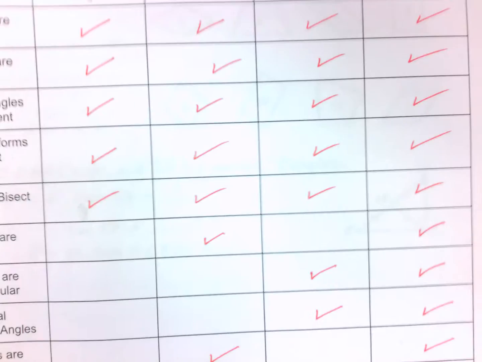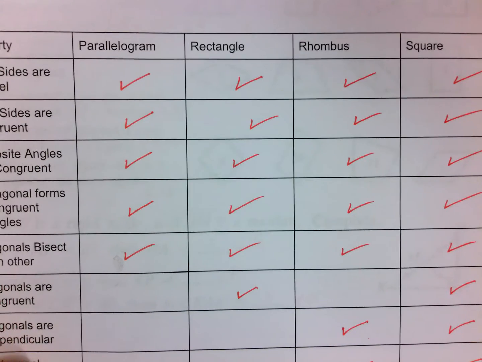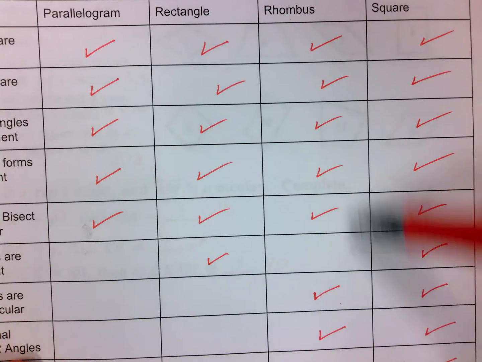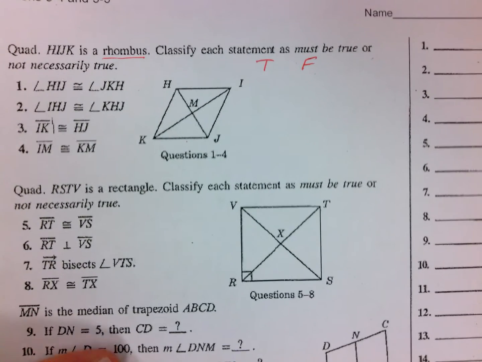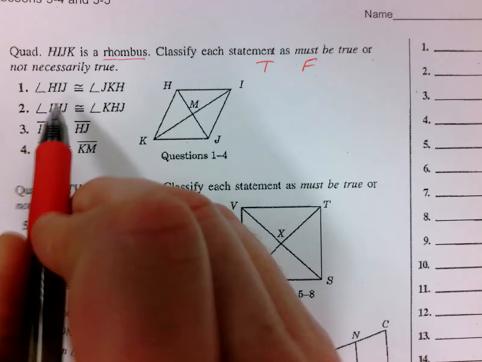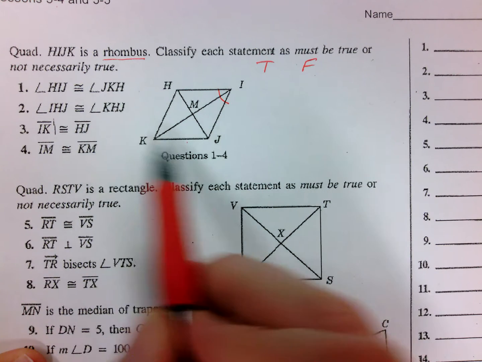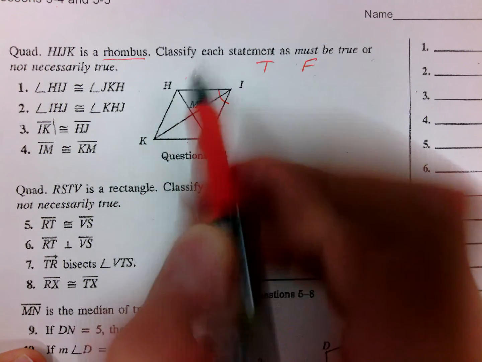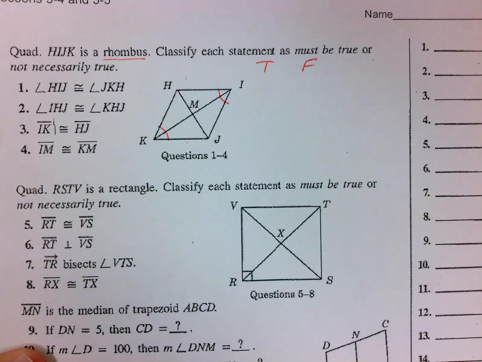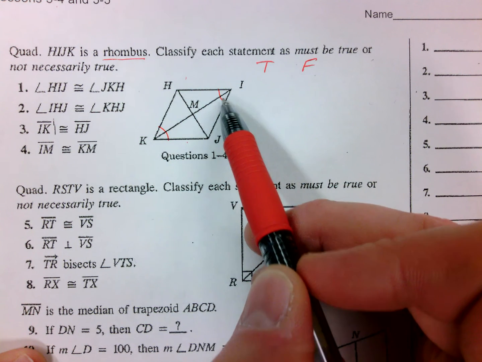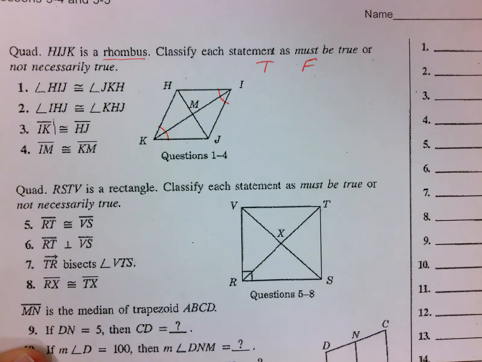So remember our notes that we had for 5-4. When you have a rhombus, review these things that are checked. Well, if we have a rhombus, number 1 says that angle HIJ, so this angle, has to be congruent to JKH. And that is true. Number 1 is true because opposite angles are congruent. So number 1 is true.